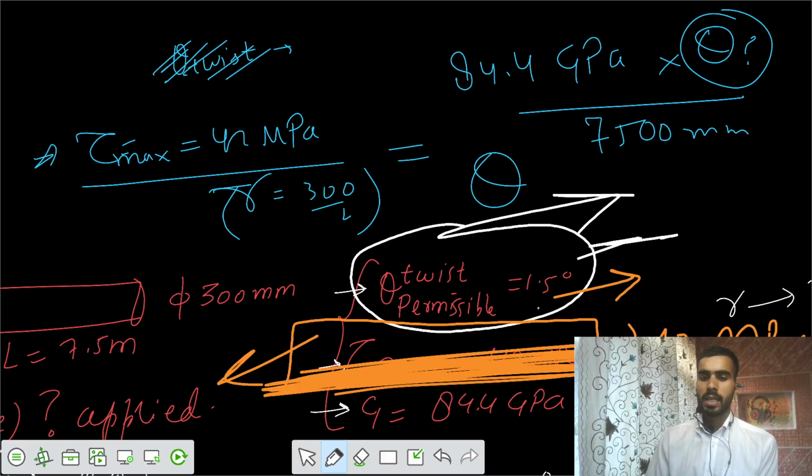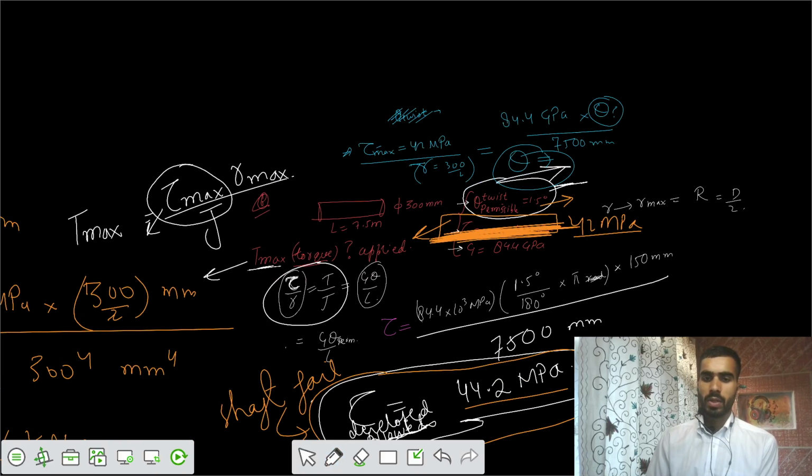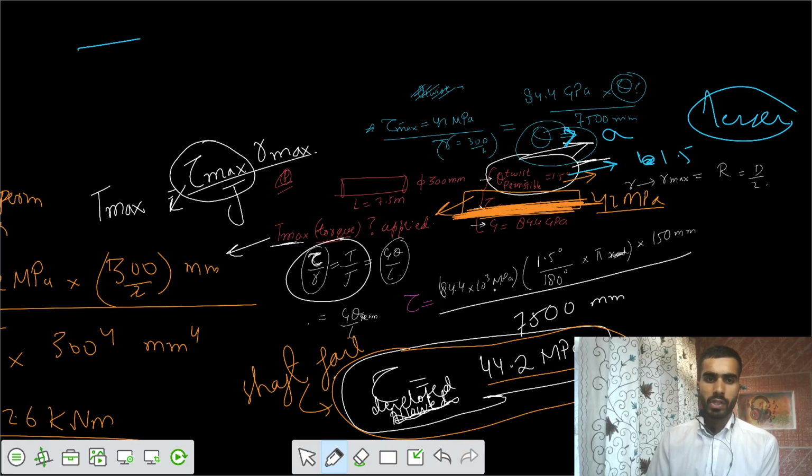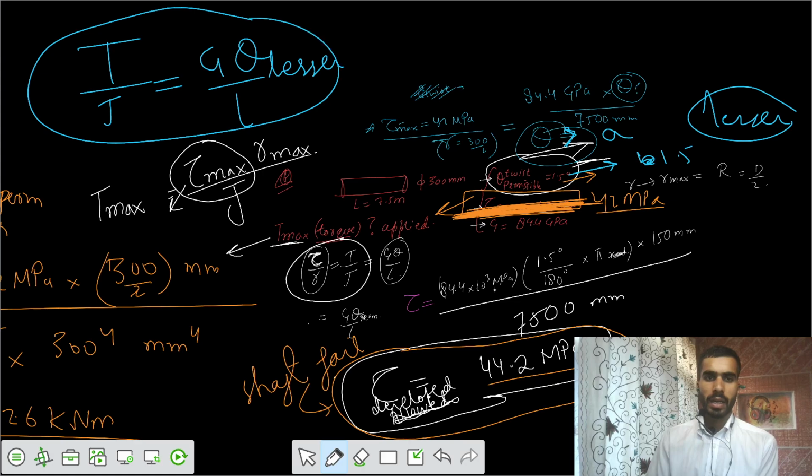If you got some value of theta, you substitute that value of theta here, and you compare the two values of theta. Let's say you got some value of theta equal to a from one side, and from this side you got some value of theta equal to 1.5. You see which one is lesser, and you substitute that one in the equation T by J equals G theta by L, with G theta lesser by L. So you can get the value of T max.